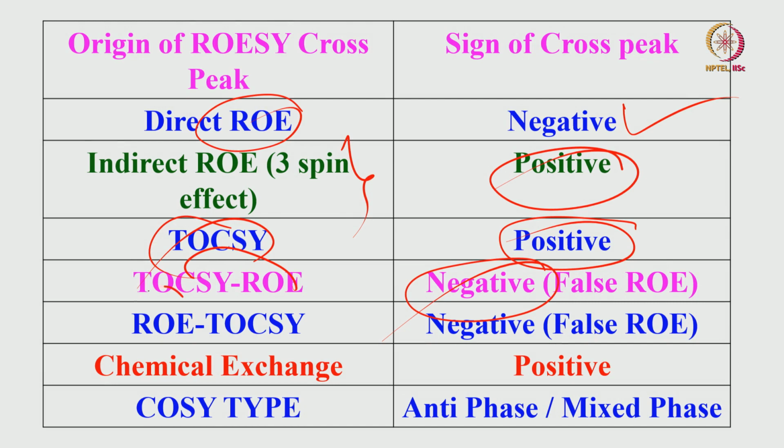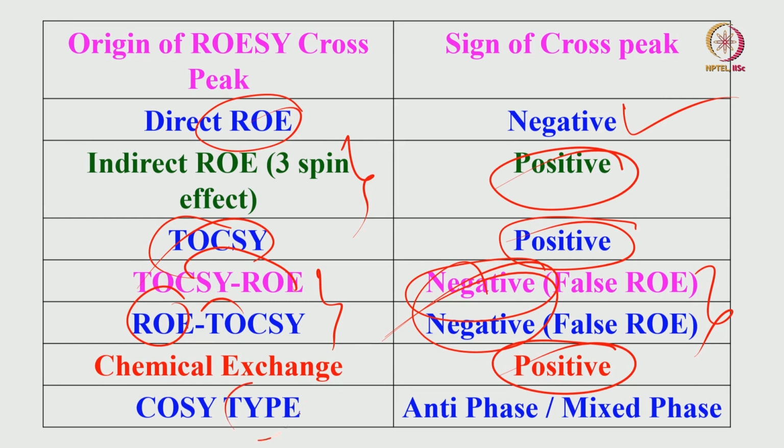There can be ROE and TOCSY. We saw that in the previous example, A to B, B to C, or C to B, B to A. Both cases are discussed here. In both the cases, the sign of the cross peak is negative. So as a consequence, there we have a false ROE. There can also be chemical exchange, and the sign of the cross peak is positive.